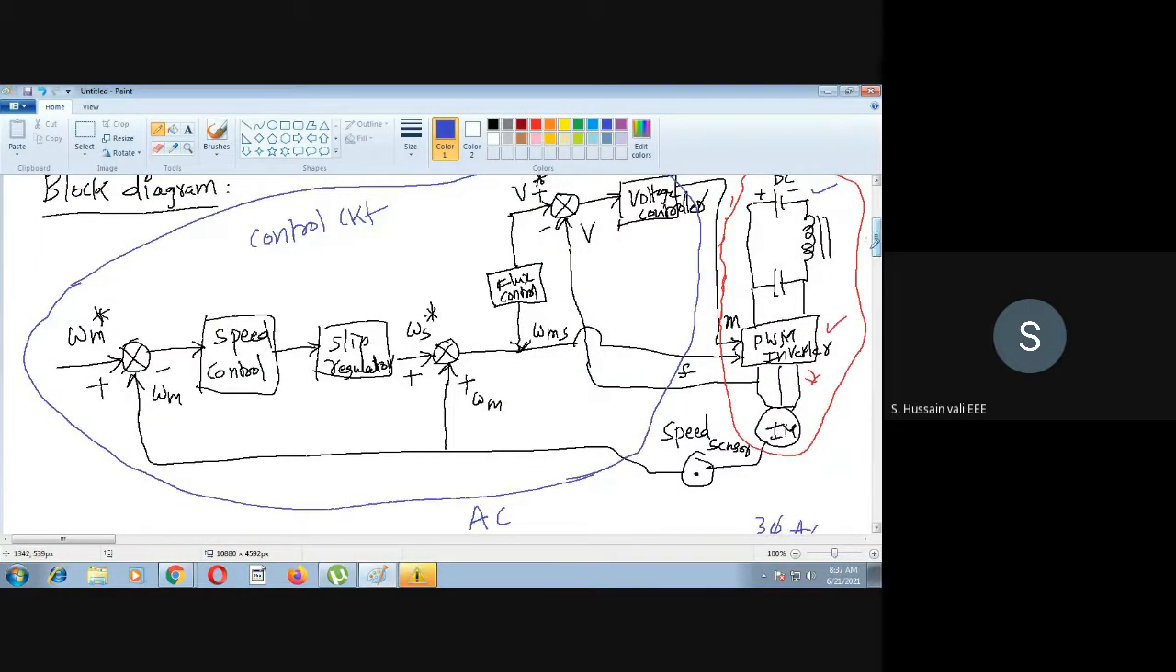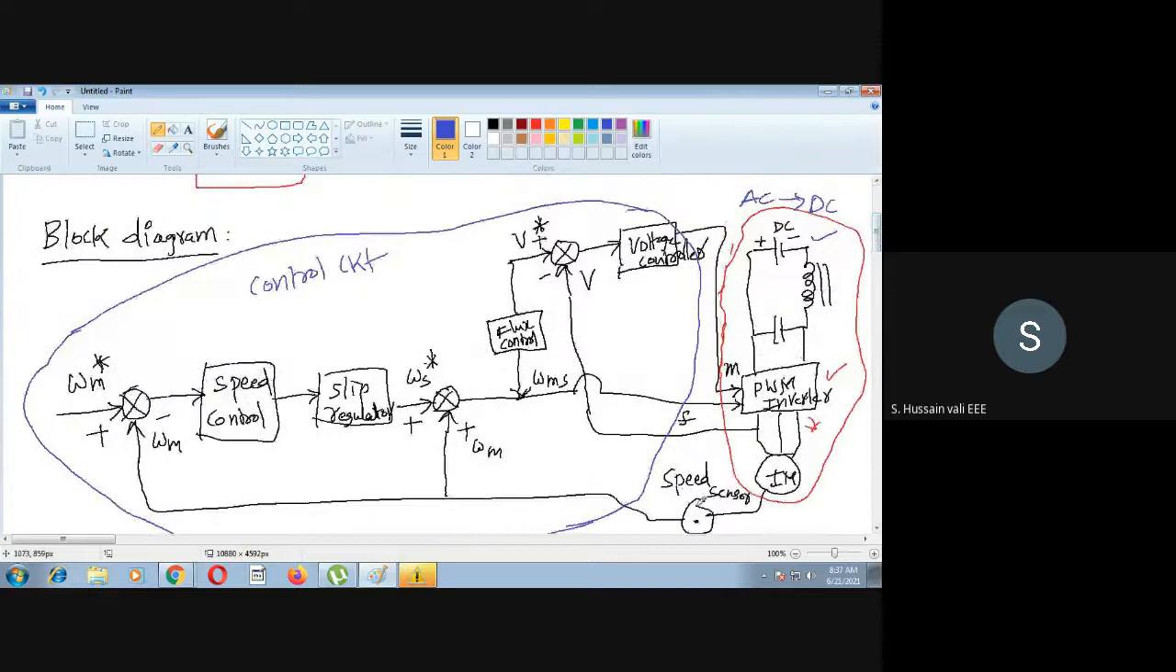This entire thing you see here, what exactly are you doing here? Now you are taking the speed as the feedback. Then you compare it with the reference speed here. This is the actual speed, this is the reference speed. Then you have the speed controller. Then based upon that you will have the slip regulator. So here we get the slip value.